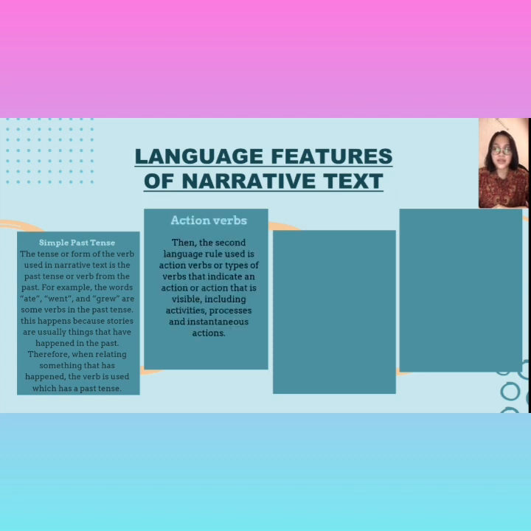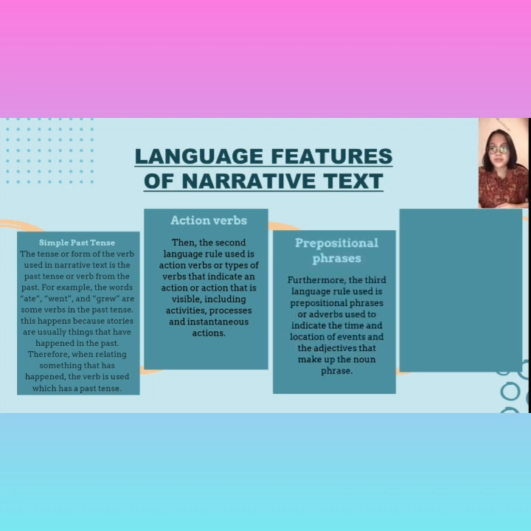The second one is action verbs. Then, the second language rule used is action verbs or types of verbs that indicate an action or activity that is visible, including activities, process, then instantaneous action. The third one is prepositional phrases. Furthermore, the third language rule used is the prepositional phrases or adverbs used to indicate the time and the location of events and adjectives that make up the noun phrases.